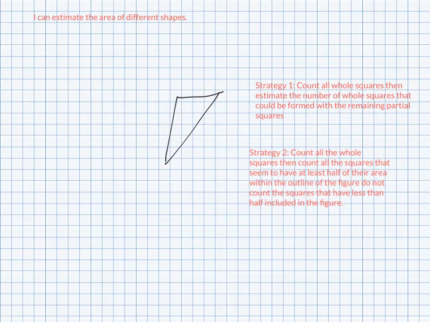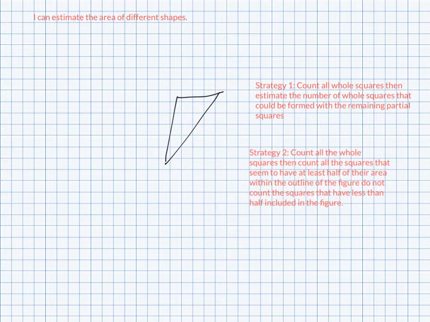So if I look at this partial and this partial, if I combined those, that would make me another whole square. If I looked here and here, if I combined those two partials, that would give me another whole square that I could add to the total area. Then I would just count all of the squares and the partial squares that I've added together to find the entire area, or how many total squares are inside of the triangle.